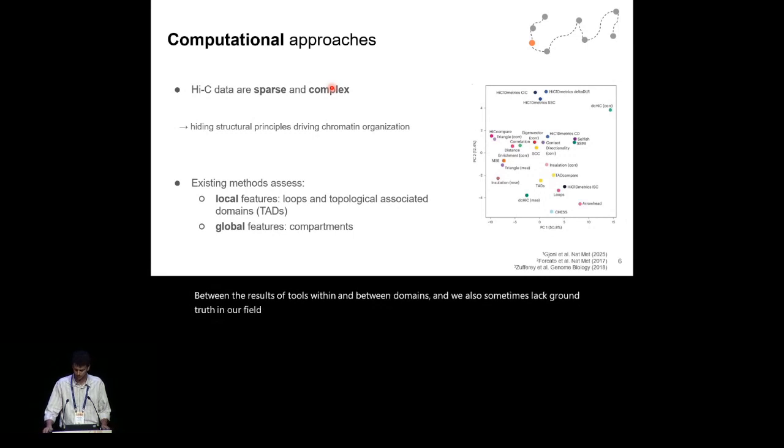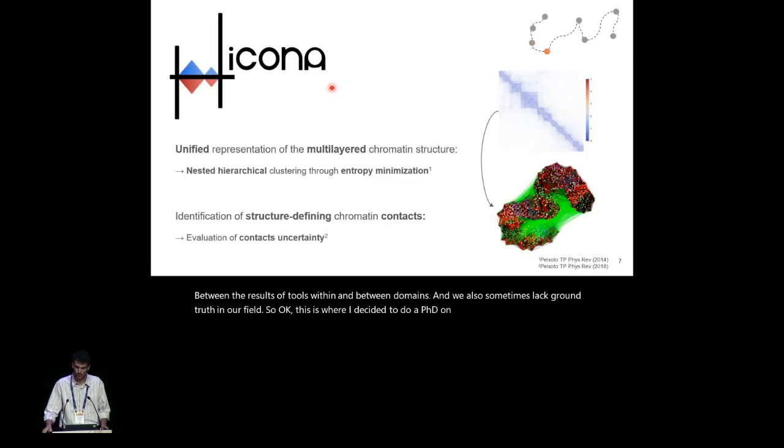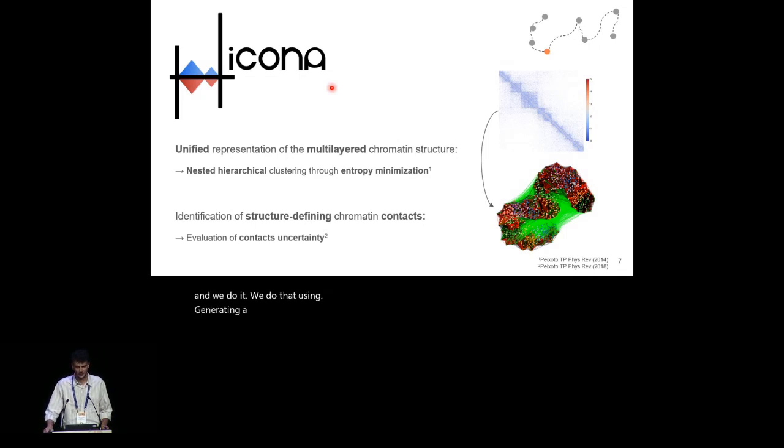So, okay, this is what I decided to do my PhD on. And this is where I want to place my tool, which is named ICONA, which stands for Hi-C Organization with Network Analysis. We have two main goals. The first one is to provide a unified representation of the chromatin structure, and we do that by generating a nested hierarchical clustering of chromatin through entropy minimization. And the second one, starting from our clustering, so our structure, is to identify which connections are important and define the structure itself. And we use a method that evaluates the contact uncertainty.